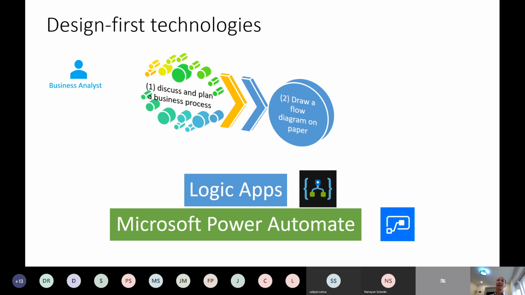So for this, Microsoft provides us two things: Logic Apps and Microsoft Power Automate, right? You make your flow by just dragging and dropping all the actions and conditions into your diagram, and you make it work. That is pretty straightforward. We have done a few there.